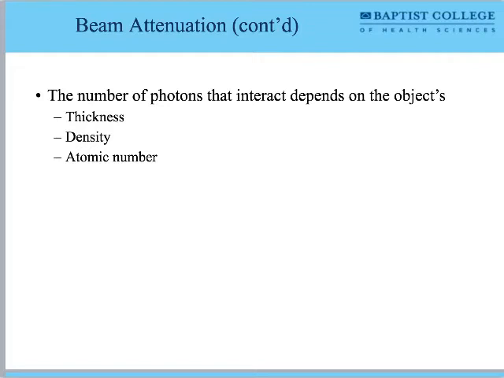And then atomic number. Finally, atomic number. So if there's metal in the patient's body, it's going to show up what color? White, right? If there's air in the patient's body, it will show up what color? Black, right?